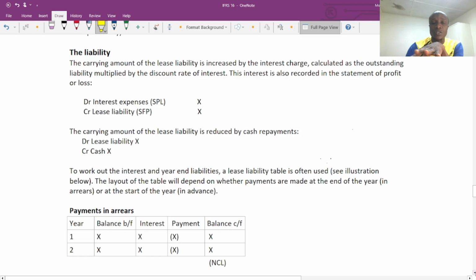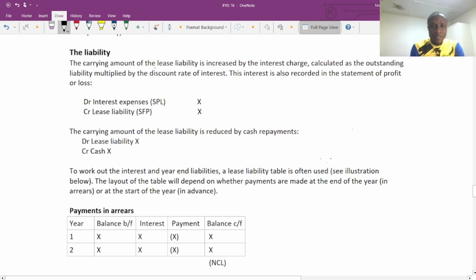For the right of use asset, that's all you need to know for the examination for subsequent measurement. Now we are looking at the liability, which is more technical and a little bit critical to understand. When we are talking about the liability, the carrying amount of the lease liability is increased by the interest charge. That is the first important point that you need to know for the examination.